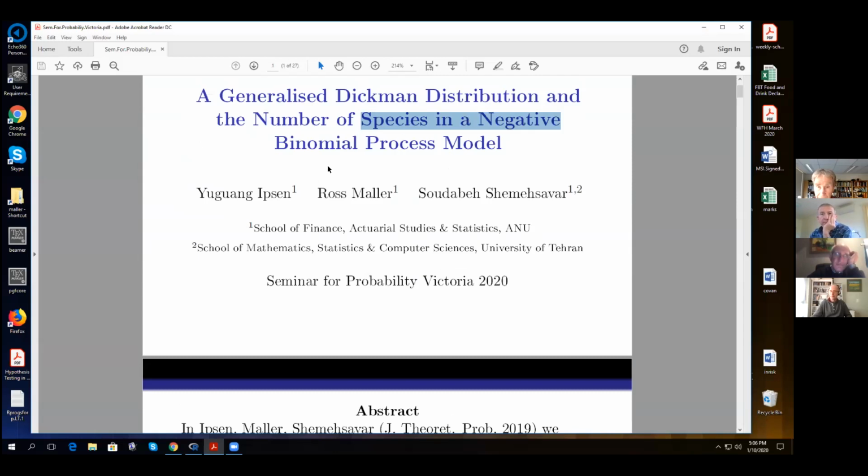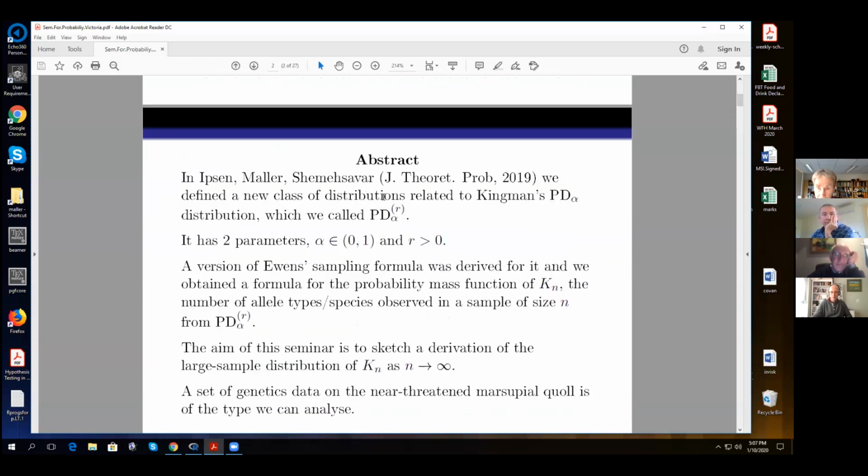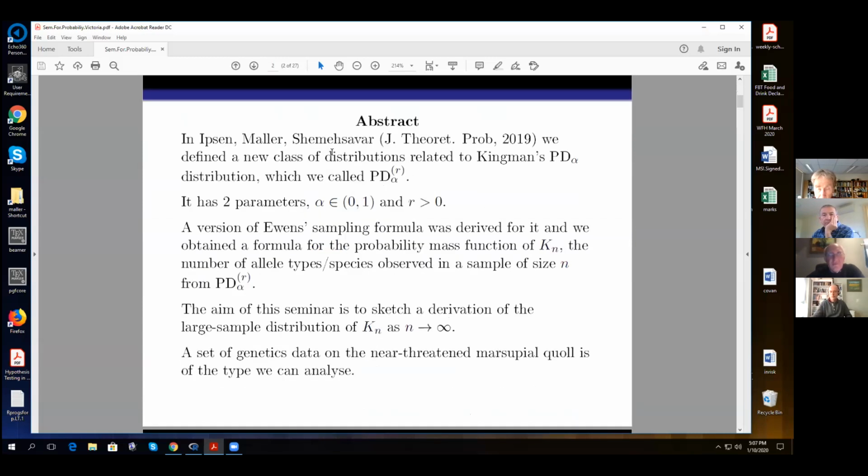Number of species in the negative binomial process model. So we have a history going back a few years now of working on this model, which I don't want to go into because it's very detailed and technical, but the upshot of it is that we came up with this model that we call PD alpha R, for species, let's just say species distribution.